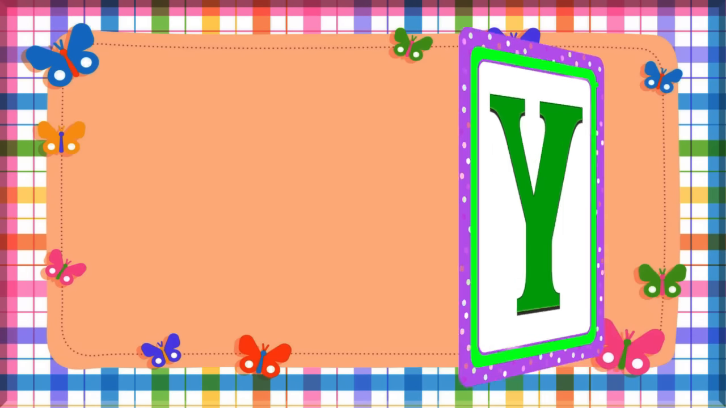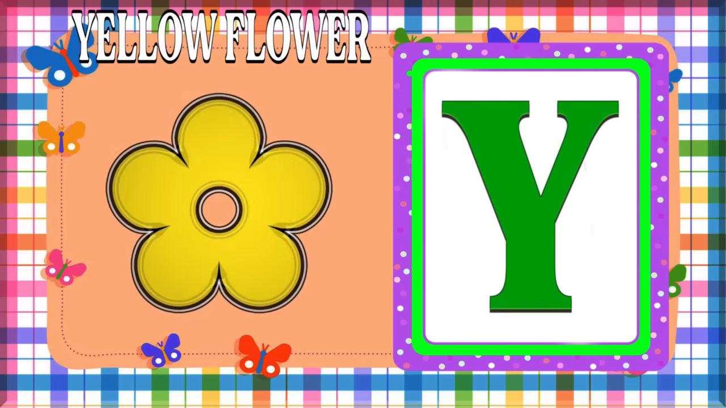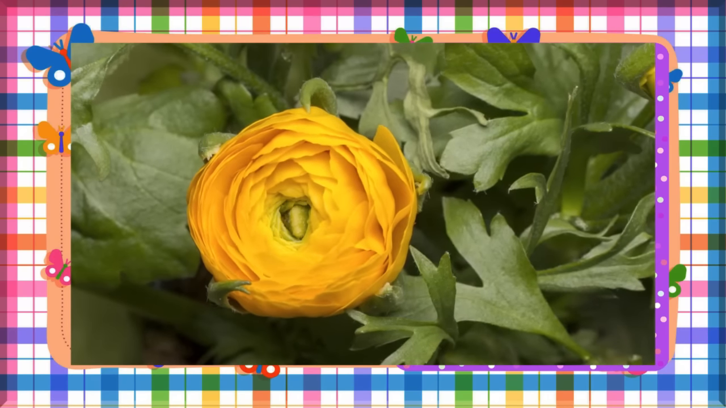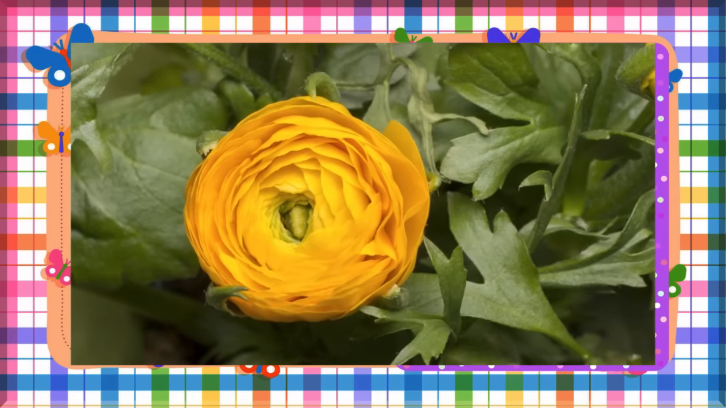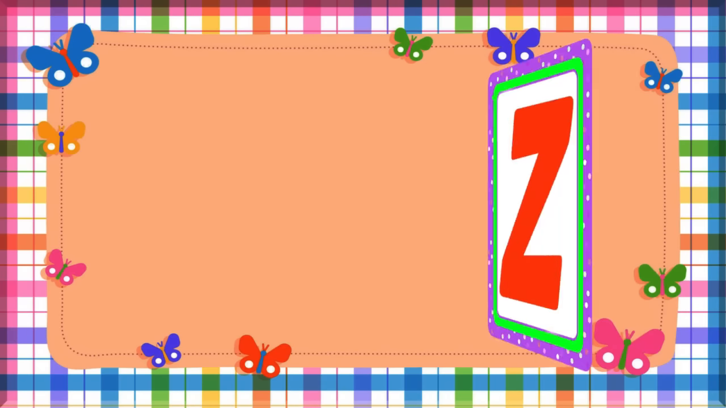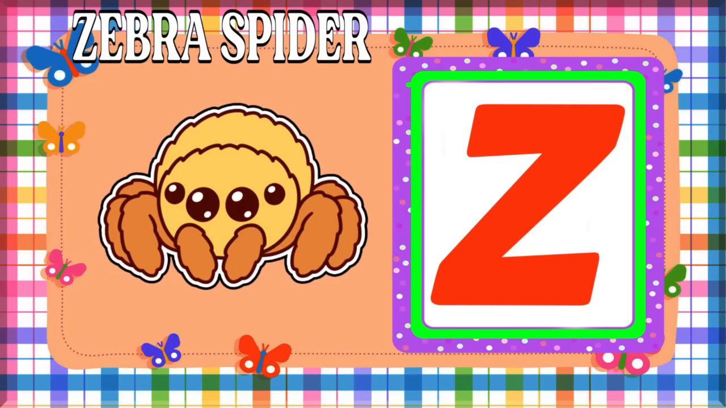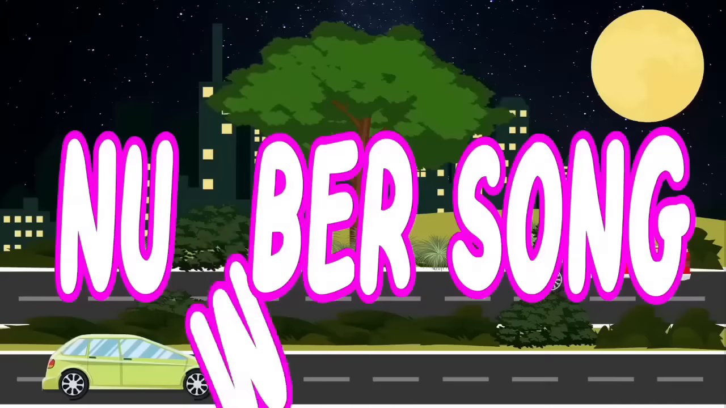Y. Y is for yellow flower. Yellow flower. Z. Z is for zebra spider. Zebra spider.